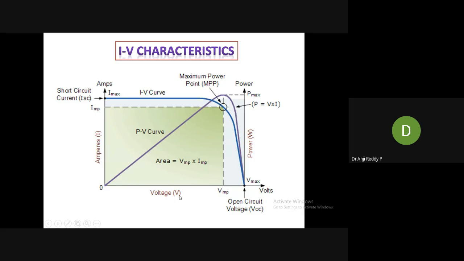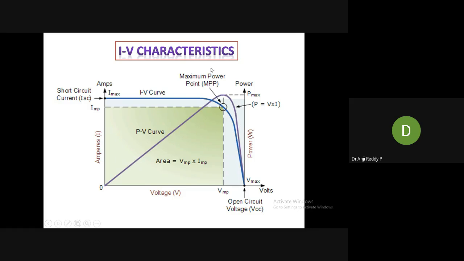This graph will give the IV graph. It starts from I maximum. This blue color graph will give the IV characteristics. This violet color graph will give the PV characteristics, that is the PV curve.